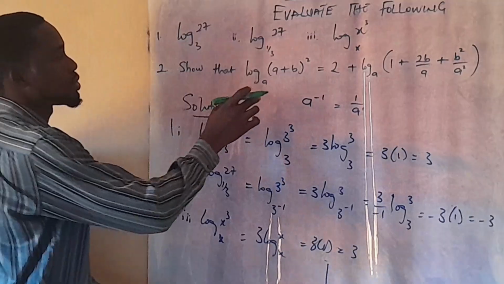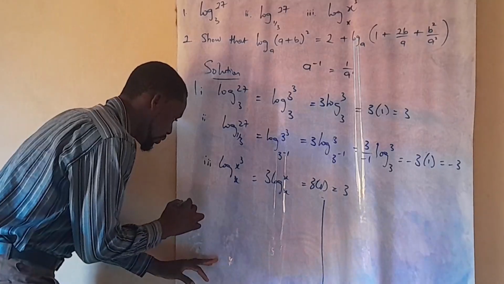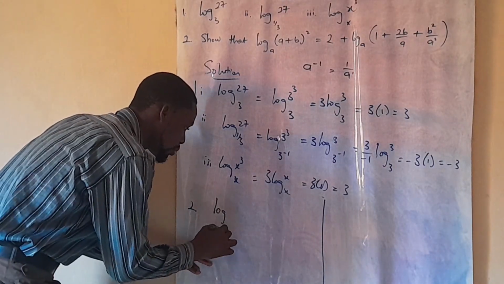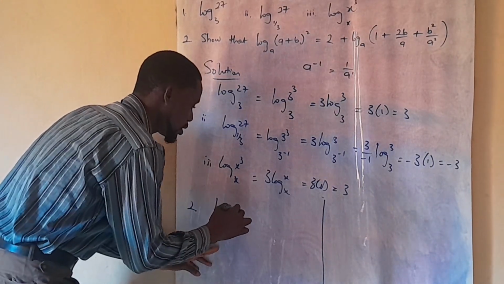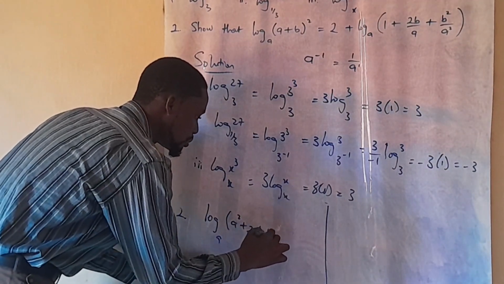Then number 2, and to show that all this will give me all this here, very simple, by expanding, I have log base a of a squared plus 2ab plus b squared.